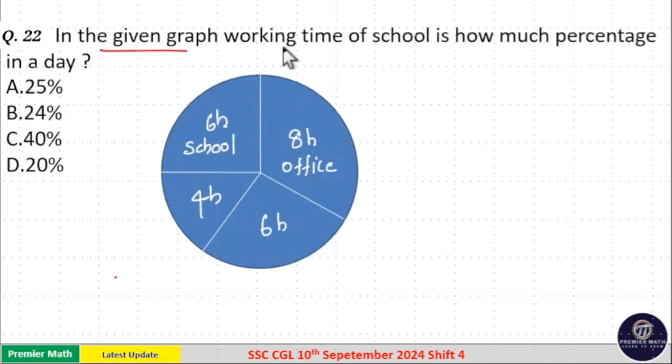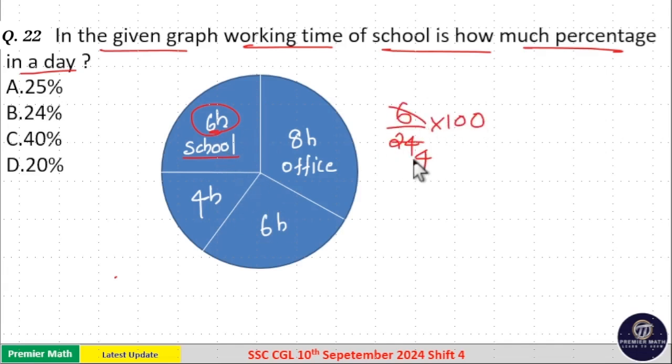In the given graph, working time of school is how much percentage in a day? Here school is 6 hours. And total hours in a pie chart is equal to 24 hours. So you can directly take 6 by 24 into 100. 6 goes 4 times in 24, 4 goes 25 times in 100. So 25%, option A is your answer. Here pie chart is given in hours and total hours in pie chart is 24 hours, which is total hours in a day. So you can directly take 6 by 24.